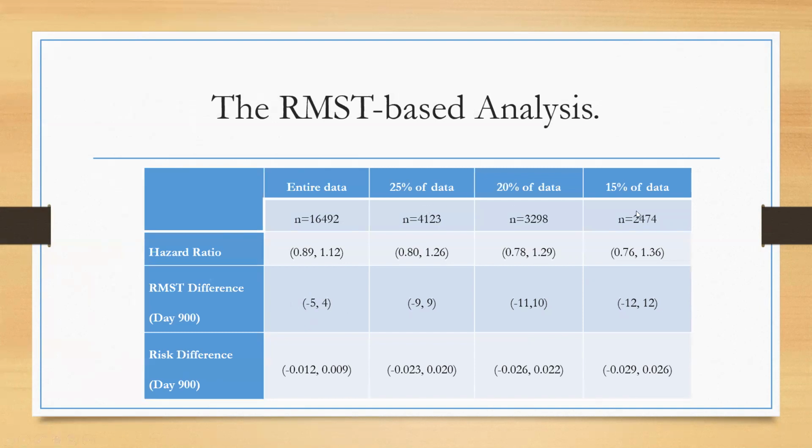And the nice thing is if you only use a tiny fraction of the data, say 15% of the data, that is 2,474 patients, then the confidence interval for hazard ratio becomes very wide, from 0.76 to 1.36. That means if you follow the protocol, you would not be able to claim equivalence. But if you look at the RMST difference, the confidence interval is plus or minus 12 days, slightly more than 1 week.